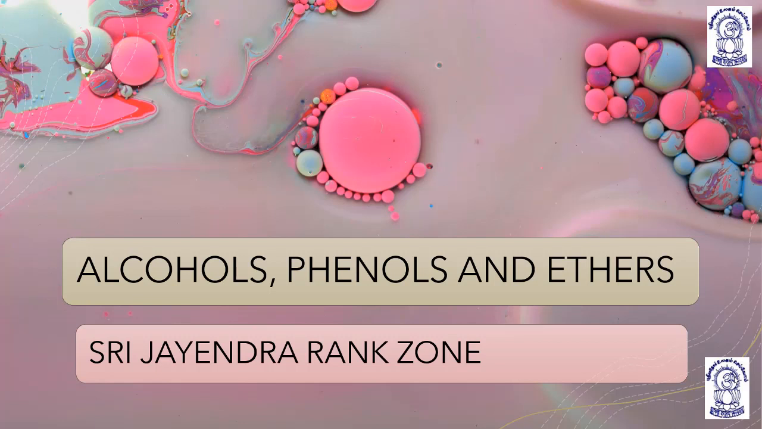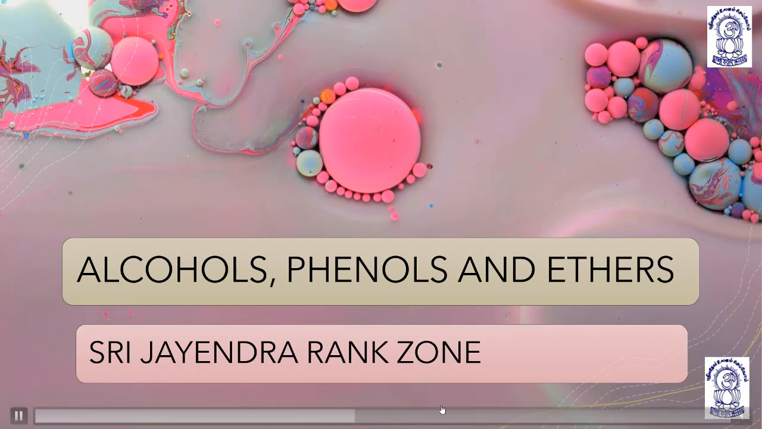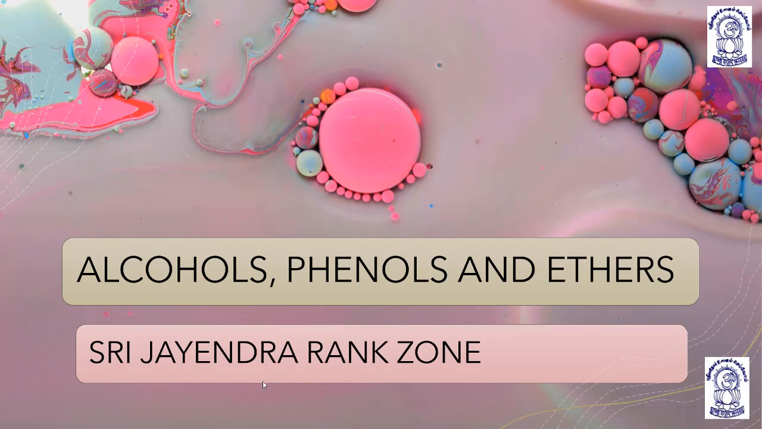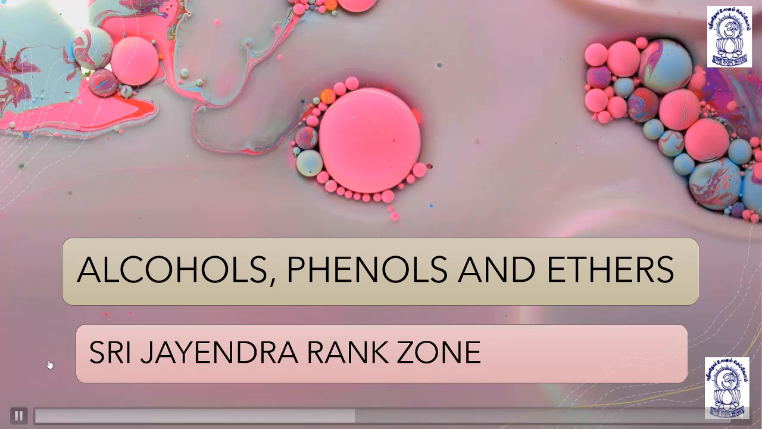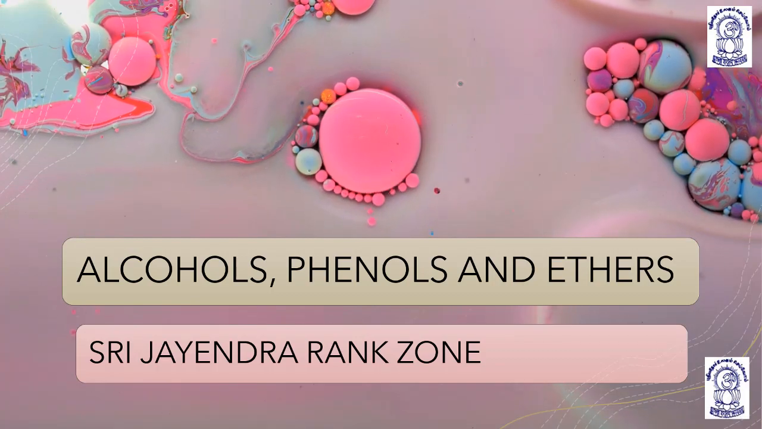My dear students, today we are going to start with a very important chapter of organic chemistry, class 12, that is alcohols, phenols, and ethers. In this lecture, we will be studying the classification of alcohols and ethers. We will be discussing the nomenclature of alcohols and ethers, and the physical properties. So let us begin with alcohols, phenols, and ethers.